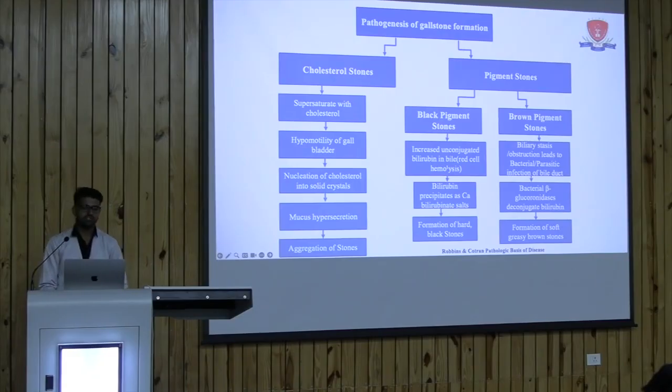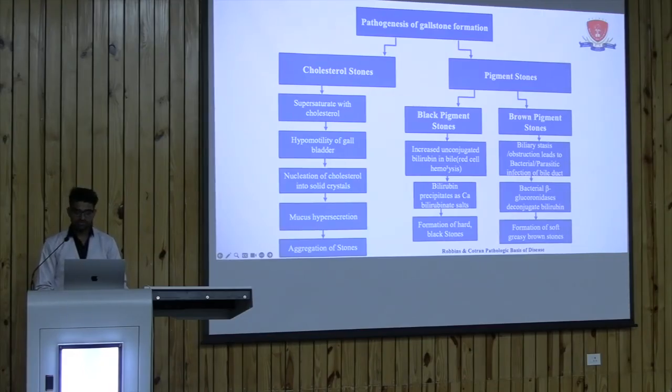Next come the pigment stones. Black pigment stones are formed because of increased unconjugated bilirubin levels in bile, which are often seen in hemolytic disorders. Now this unconjugated bilirubin precipitates and combines with calcium to form calcium bilirubinate, the primary component of pigment stone. This leads to the formation of hard black stones.